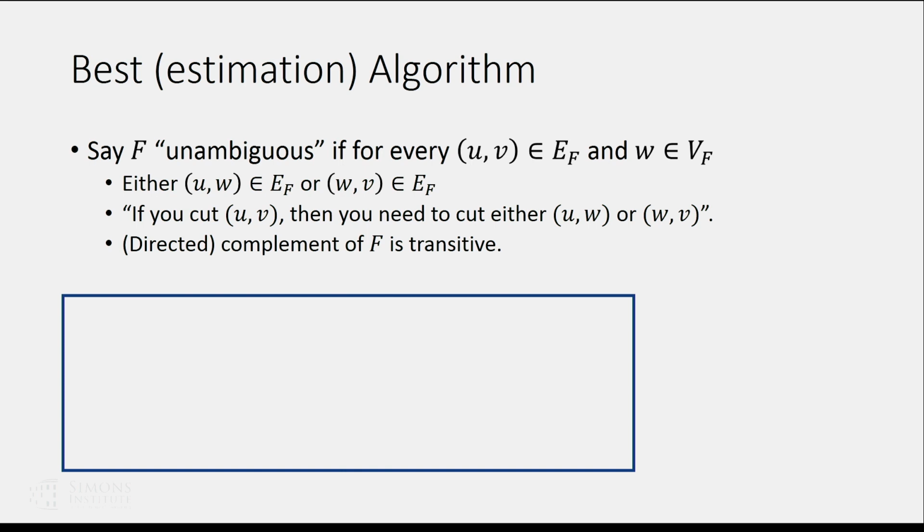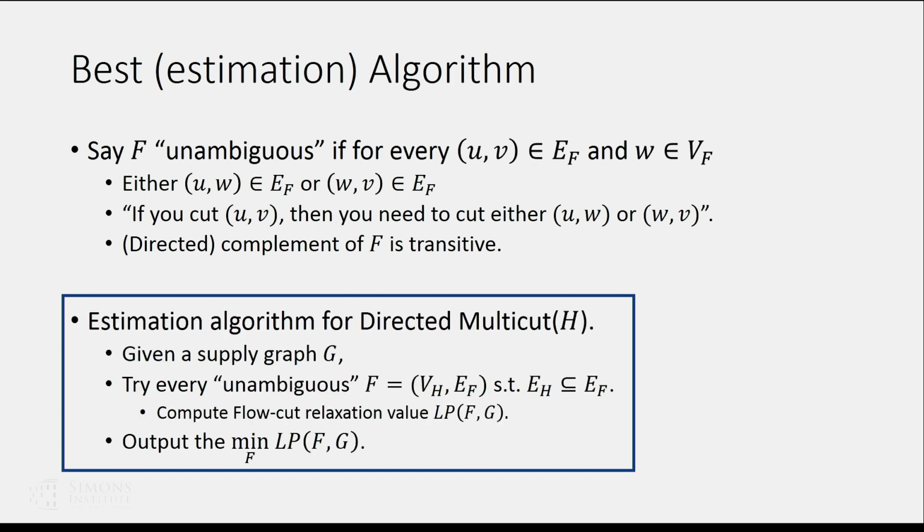Okay, so given this definition, here's the algorithm. I'm going to describe it as an estimation algorithm for this problem, which will output a single value, which is always a lower bound of the opt. So given a supply graph G, we're going to try every possible unambiguous F on the same set of vertices as H, and F should be a supergraph of H in an edge inclusion-wise sense. Okay? And then we're going to compute a flow cut relaxation value, which I'll denote as LP F of G, for every possible F, and then output the minimum value. Okay? So that is my algorithm.